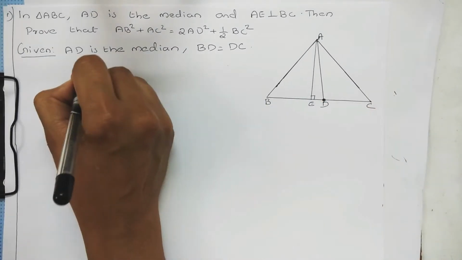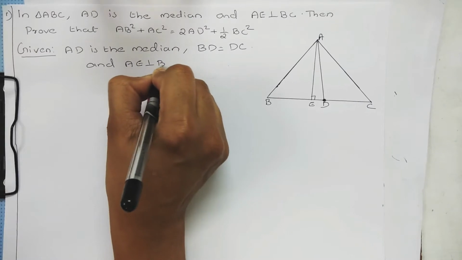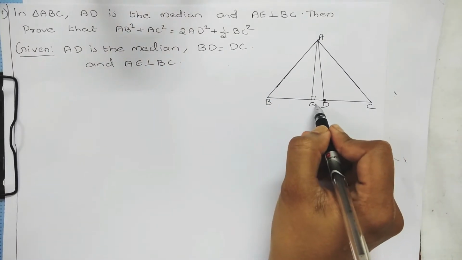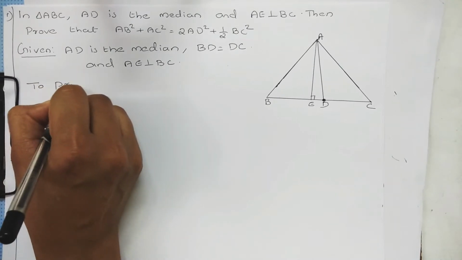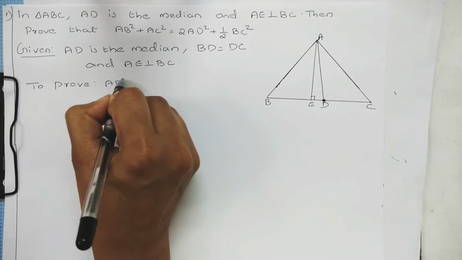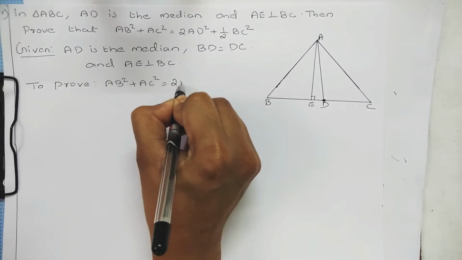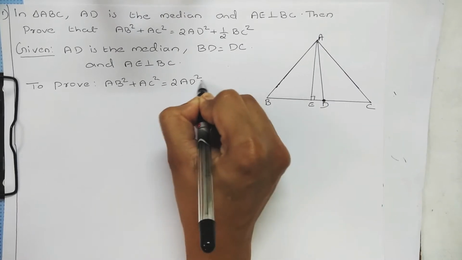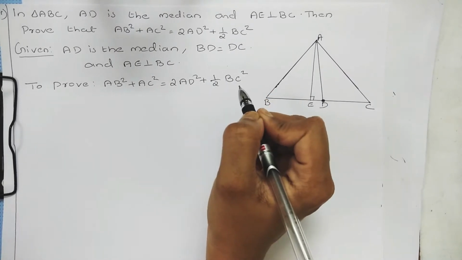And AE is perpendicular to BC, they have given. That is what they have given. And we need to prove here, what we need to prove here: AB square plus AC square is equal to 2AD square plus 1 by 2 BC square. This is what we need to prove here.